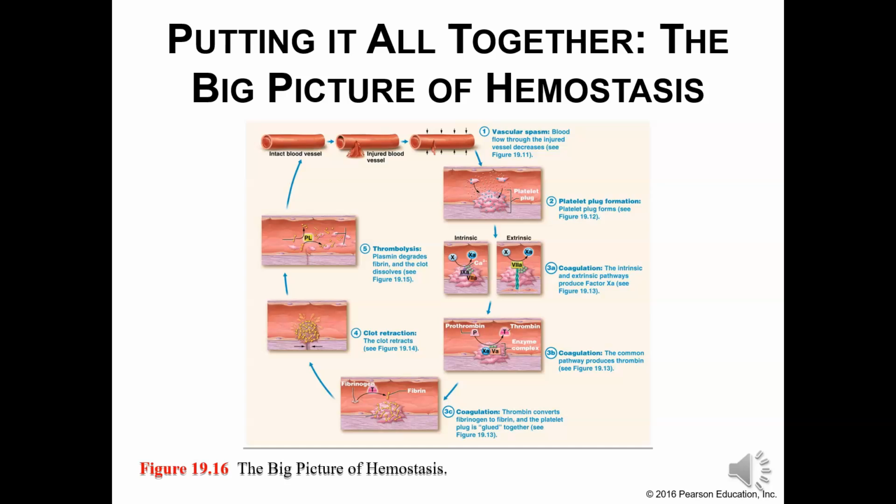Then you get retraction of the clot, which brings the edges of the wound closer together. It also helps express the serum. And then you get thrombolysis, where the plasmin degrades the fibrin, and the clot then dissolves, as you can see here. You see no more clot here.